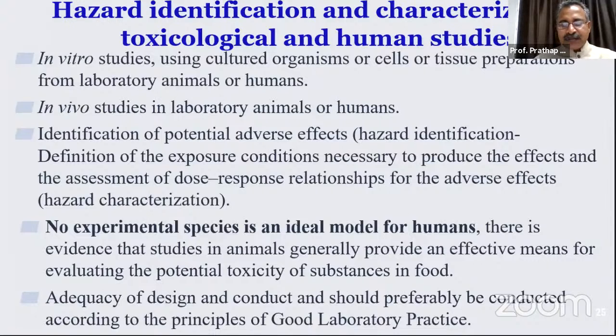Then please remember that no experimental species is an ideal model for humans, because they can only represent it. They cannot be taken as the virtual replacement of human studies. There is evidence that studies in animals generally provide an effective means for evaluating potential toxicity of substances in food. However, it is not the complete data.